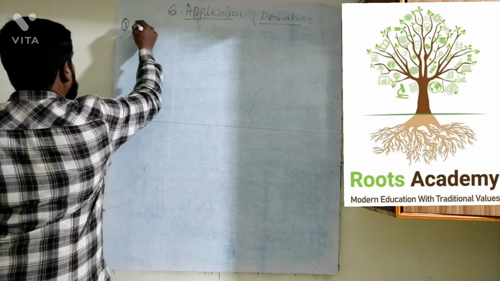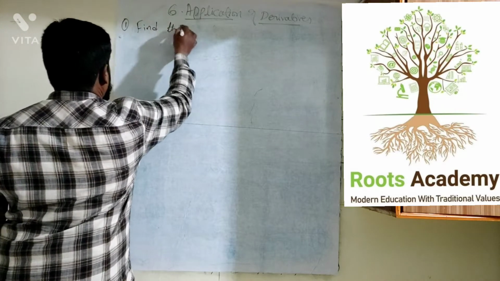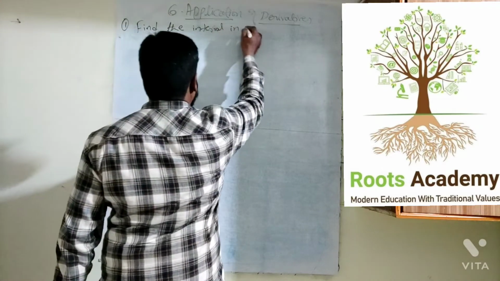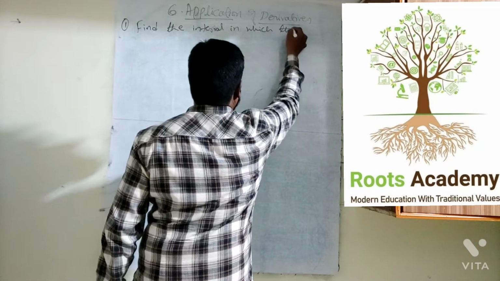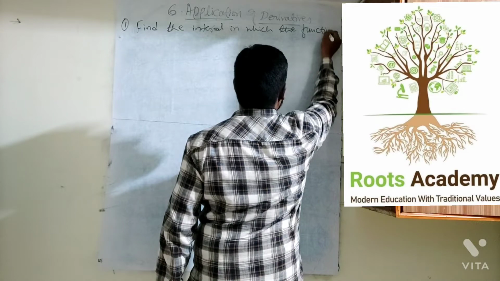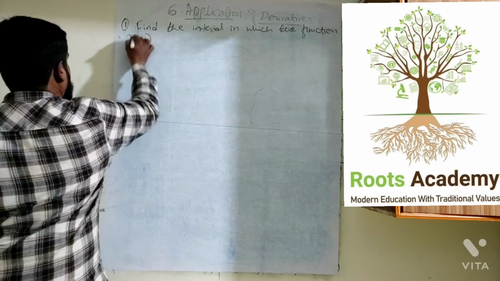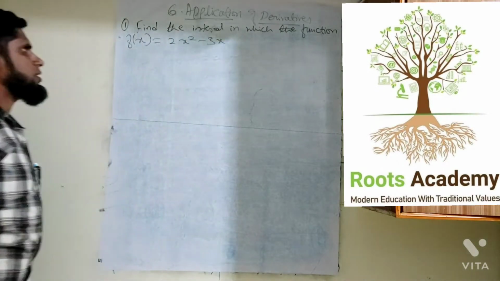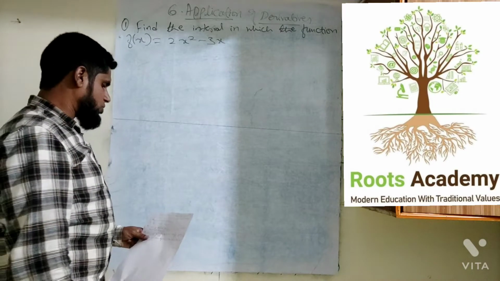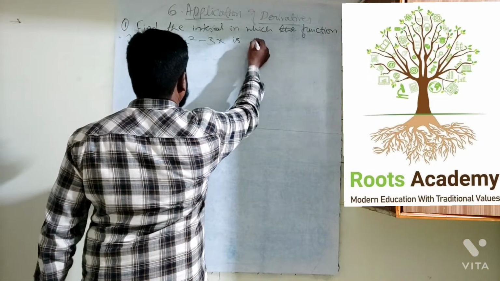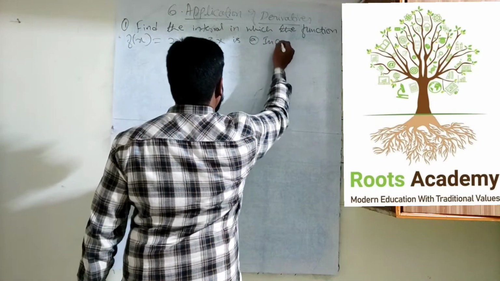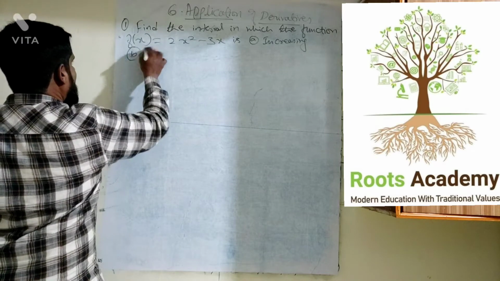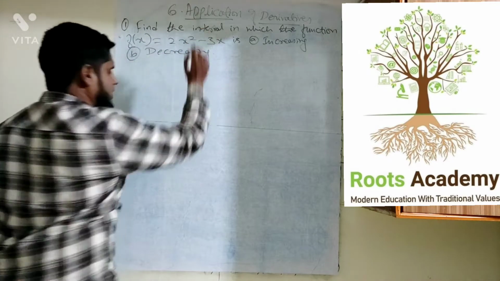The first problem, find the interval in which the function f of x is equal to 2x square minus 3x is, first sub question, increasing, and second sub question, decreasing.